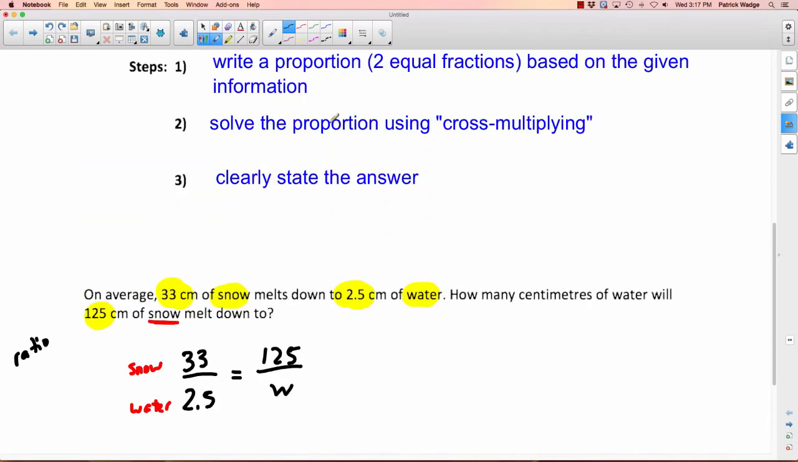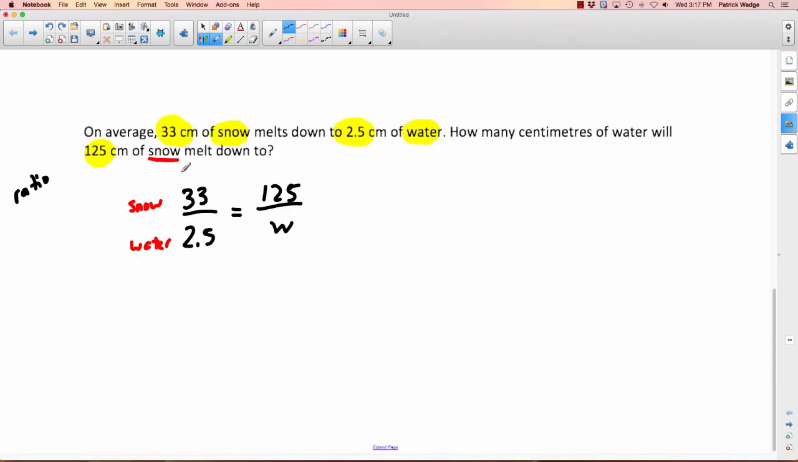Done. Step 2, solve by cross multiplying. So remember how to cross multiply? Look at the 2 diagonals. Which one do you know both the numbers? Not this one, because we don't know the W. It's the other one. This one we know both the numbers. So in order to get W, we have to multiply 2.5 times 125, and then we're going to divide by the number that's left over, right? We're going to divide by the 33.